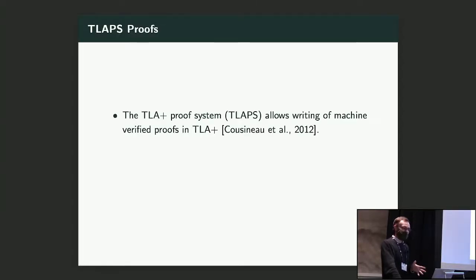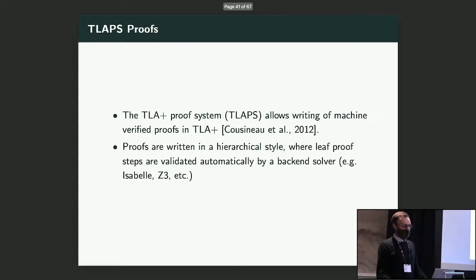So a little bit of background here again, the TLA+ proof system, which is referred to here as TLAPS, allows for the writing of machine-verified proofs in TLA+. And proofs are written in a particular hierarchical style, where you have what are called leaf proof steps that can be validated automatically by some kind of backend solver, like an SMT solver or Isabelle, and there's a variety of backend solvers the tool can use. So there's some amount of human guidance in terms of developing the structure of the proof, and then smaller steps of the proof are to some extent automatically discharged to a backend.